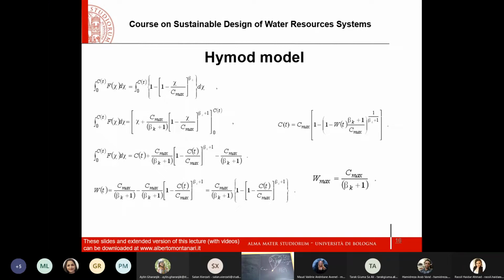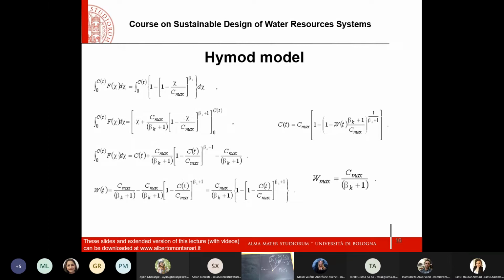And beta k plus 1 is for sure greater than 1 because beta is greater or equal to 0. It's greater than 0, actually, beta. And therefore, you have Cmax divided by something that is greater than 1. Maybe close to 1, but greater than 1. It means that Wmax is lower than Cmax. This is interesting.